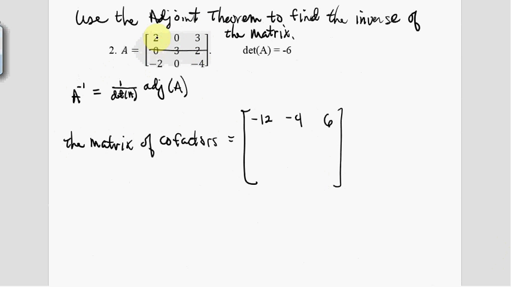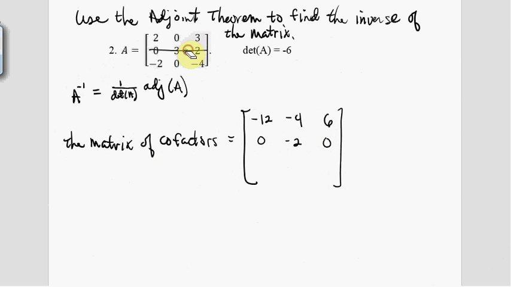Move to where the 0 is, delete its row and column. So this becomes the determinant of the submatrix. 0 times negative 4 is 0, minus 0 is 0. And the 3, we're at the 3 in the middle, delete its row and column. So this becomes 2 times negative 4 is negative 8, plus 6, negative 2. We move to where the 2 is, delete its row and column. This becomes 0 minus 0 is 0.